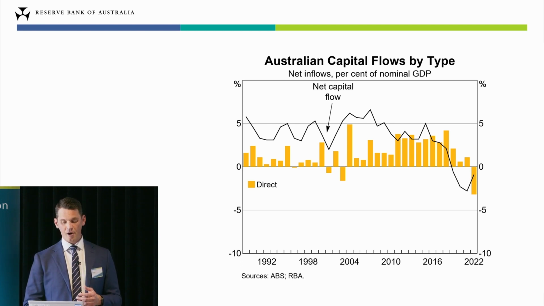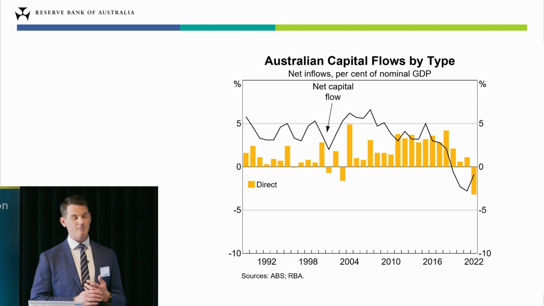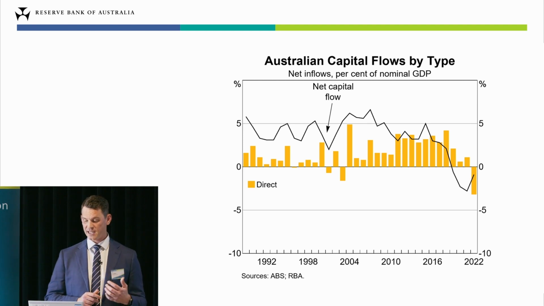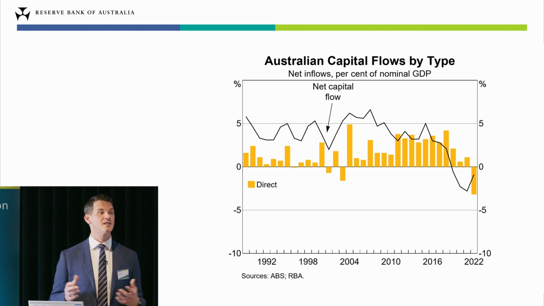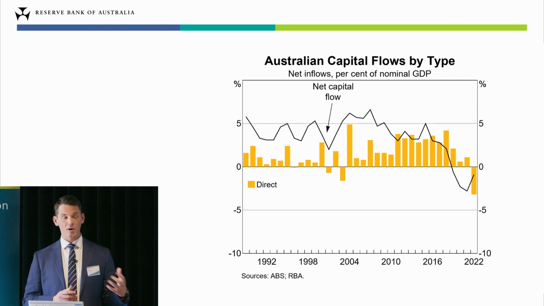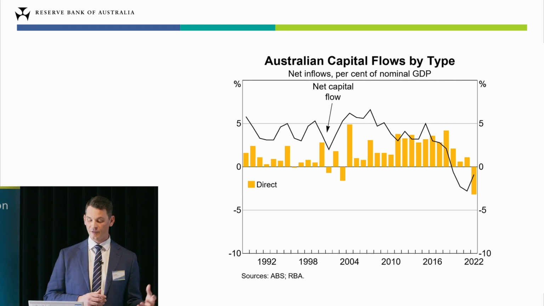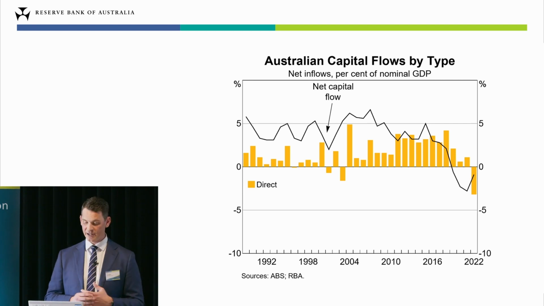For a number of years prior to this, foreign direct investment represented a large share of Australia's capital inflows, and a good chunk of this flowed to the mining sector. But as the mining boom came to an end, investment in this sector declined and wasn't fully replaced by inflows to fund investment in other areas.